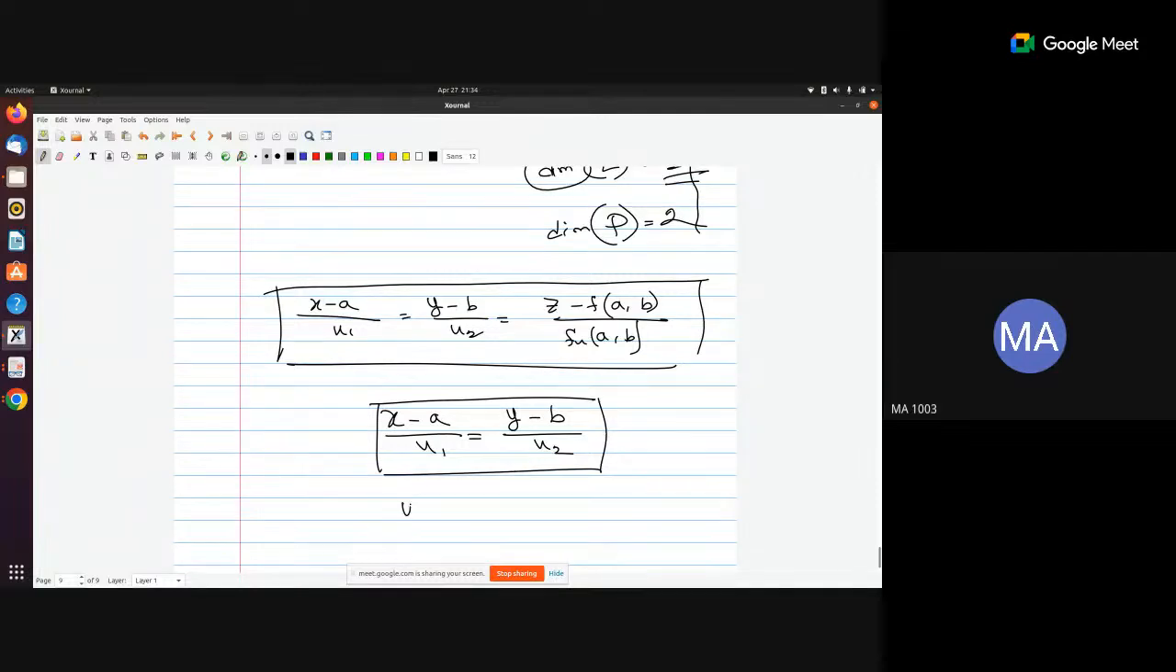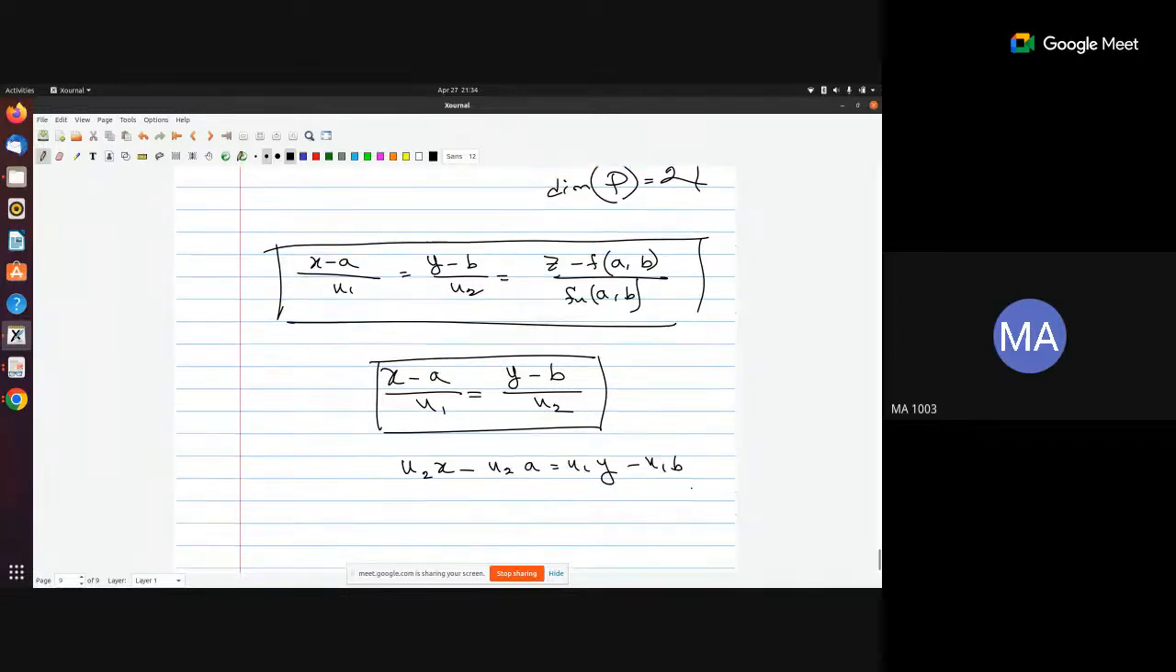How will it look? So you consider x, y, so u2x minus u1y and some constant term out there. So this is the equation of a plane in R3, right? Where the coefficient of z is 0. Is it clear to everyone?